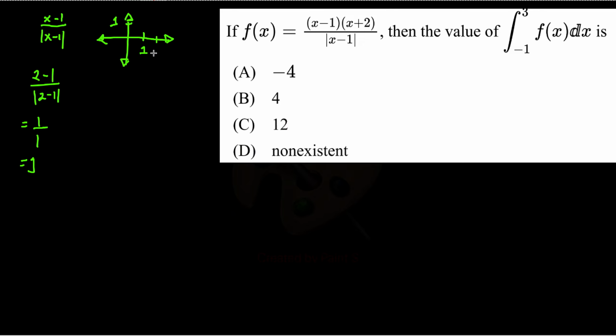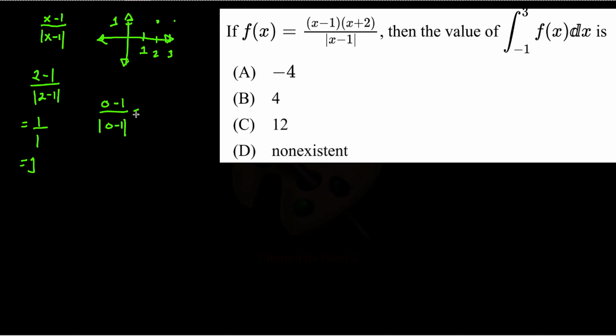Then let's say I chose 3. And I'm going to get the same thing. I'm going to get 1. And now if I pick 1, I get an undefined. But then if I pick something to the left of 1, let's say 0. 0 minus 1 over the absolute value of 0 minus 1.